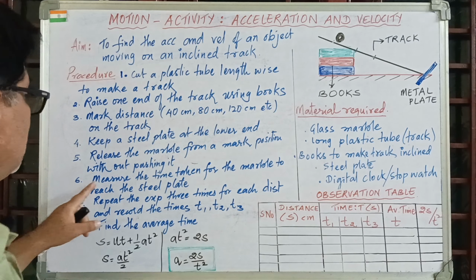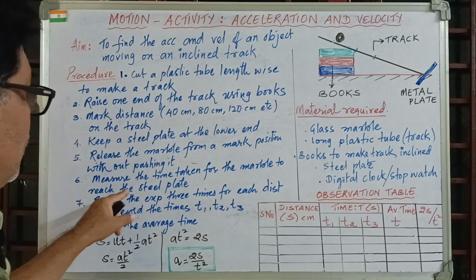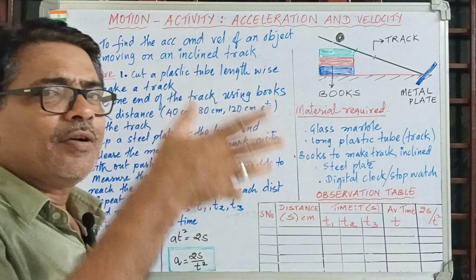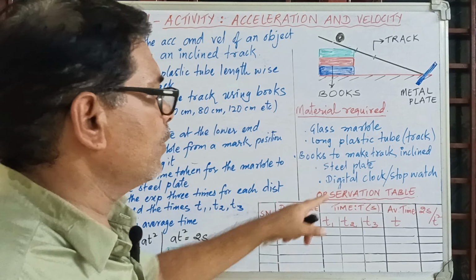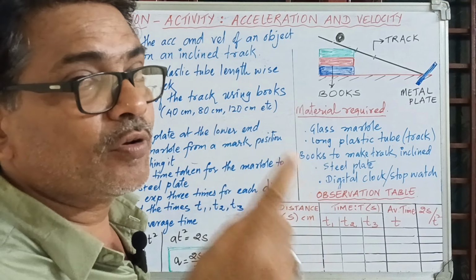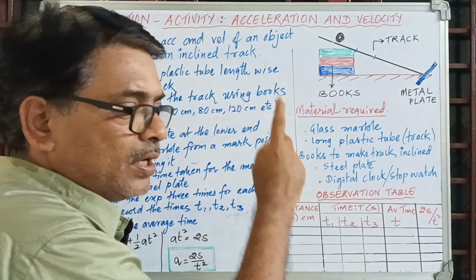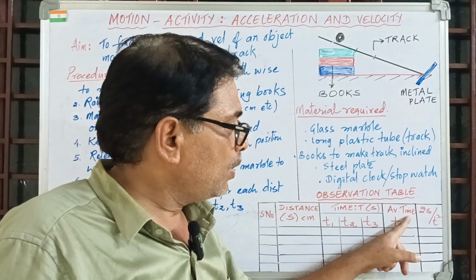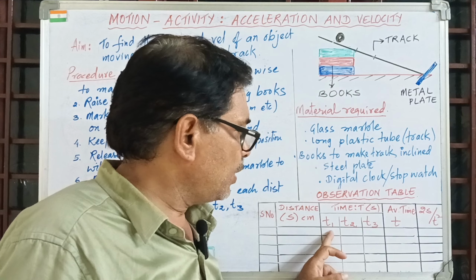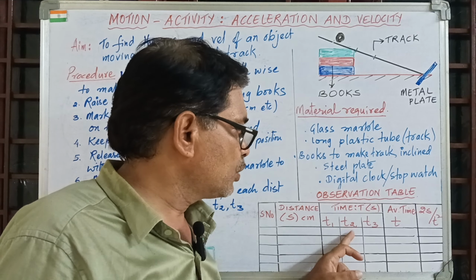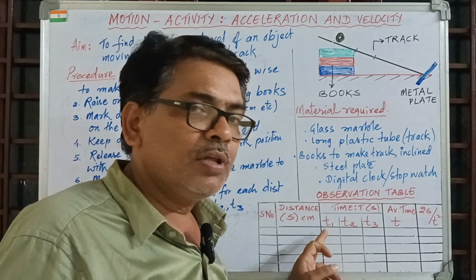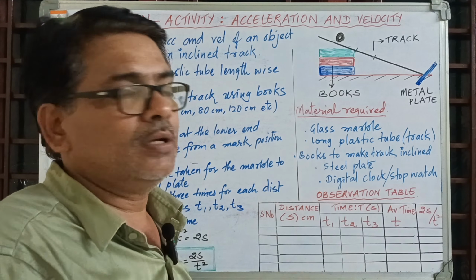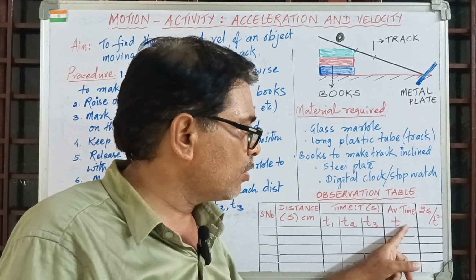Measure the time taken by the marble to reach the steel plate, which is kept exactly at the end of the track. The moment it hits, you switch off the digital clock and take down the time for the first trial. Then you do the same at the same height for the second and third trials, and take the average of these three. Suppose the times are 10, 12, and 10. The sum is 32, and 32 by 3, because you have taken 3 trials, is called the average time t.